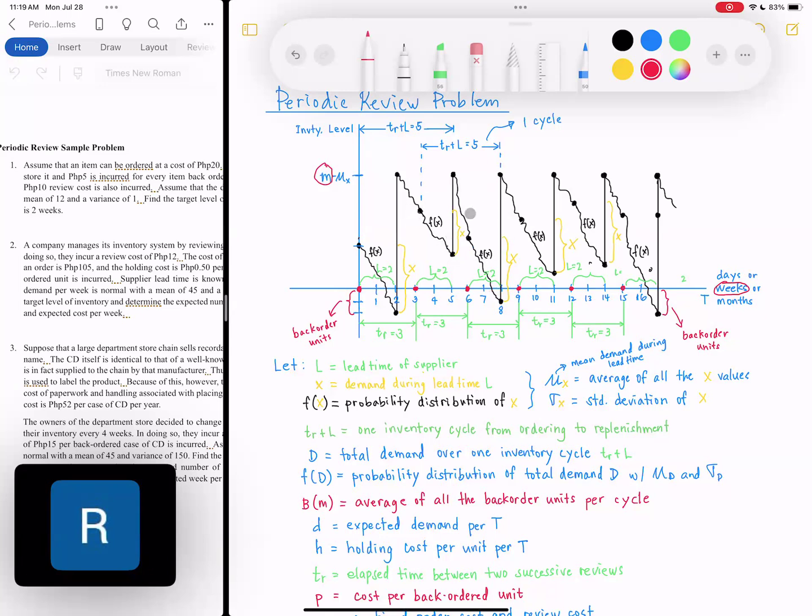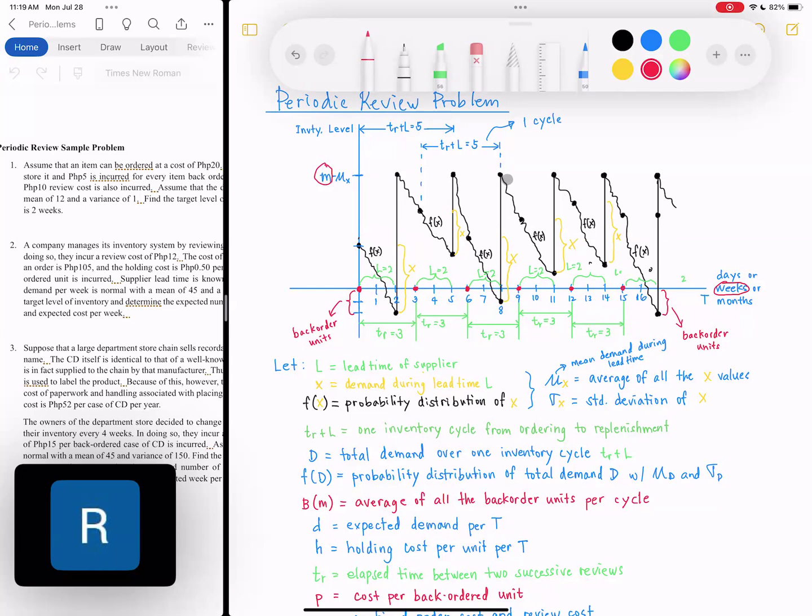As you can see, there will always be demand during lead time. If this is your review period every 3 weeks, so on the 3rd week, 6th week, 9th week, 12th week, and 15th week, and so on, then every time you get to the review period, there will always be a lead time of 2 periods before replenishment happens. If this is the review period, after 2 weeks the replenishment happens. At period 6, this is your inventory level. There is demand during lead time. After 2 weeks, you will see a spike again, which represents the replenishment.